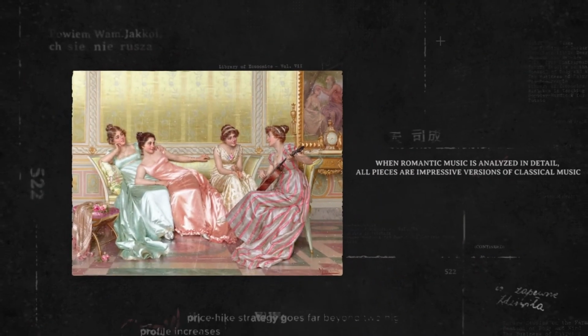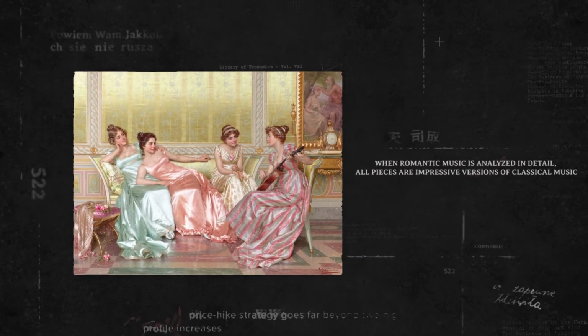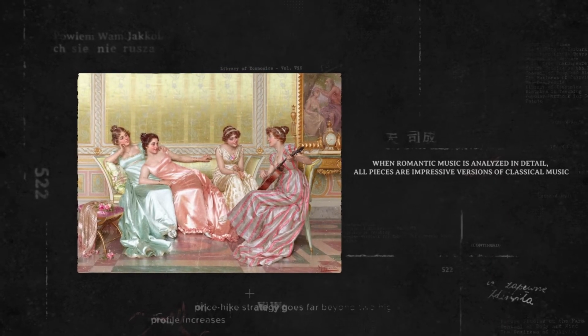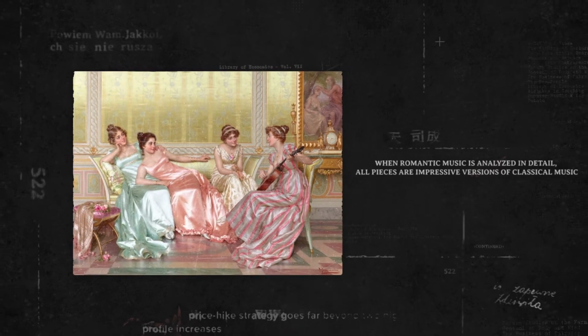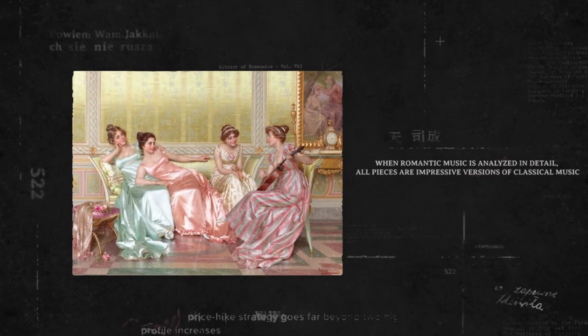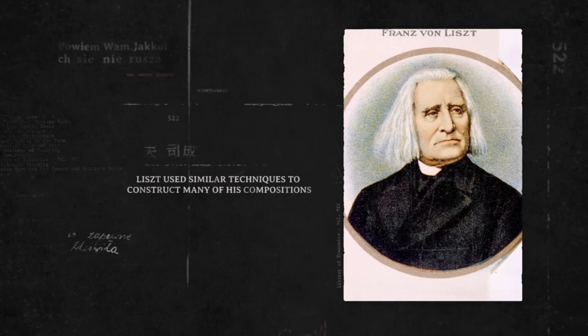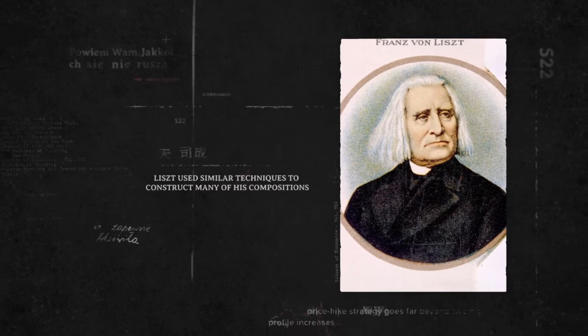When Romantic music is analyzed in detail, all pieces are impressive versions of classical music. The popularity of the tone poem explains how composition treads its way through the entire symphony. Liszt used similar techniques to construct many of his compositions.